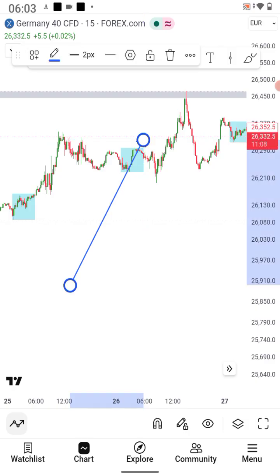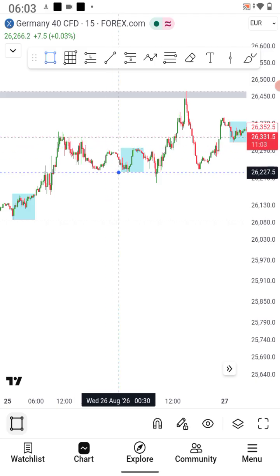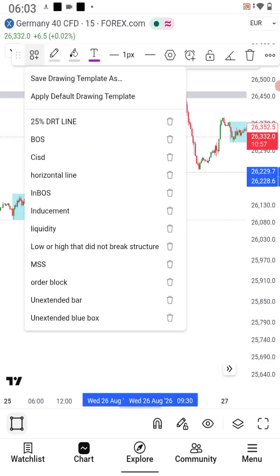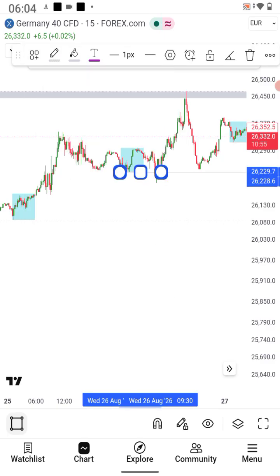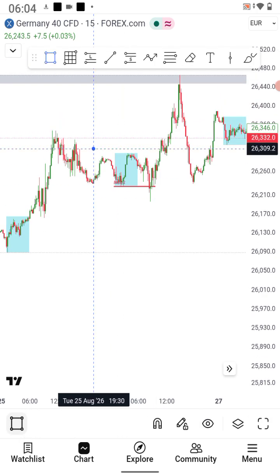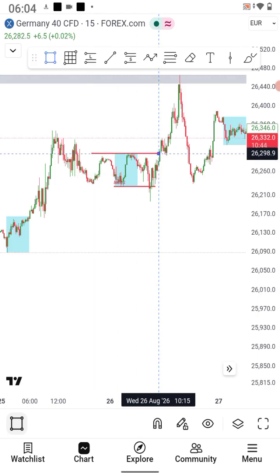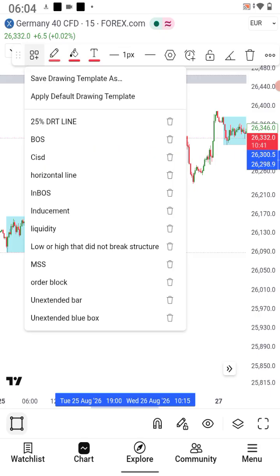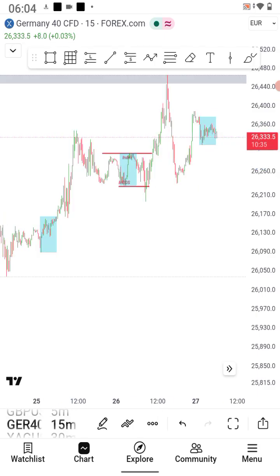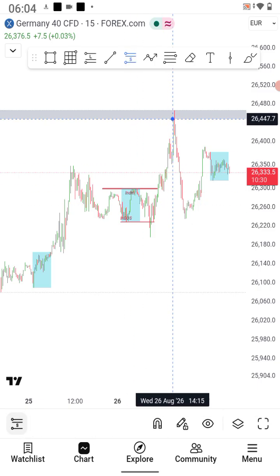So let me mark the inducement. So this is the inducement. This is where it broke structure, the fake market structure shift. This is where it happened. So that's the inducement break of structure. Then the top part of it is the inducement. Are you seeing it now? The top part of it is the inducement. Okay, so that is the inducement. So it's because the market gave this inducement that this other block could hold.